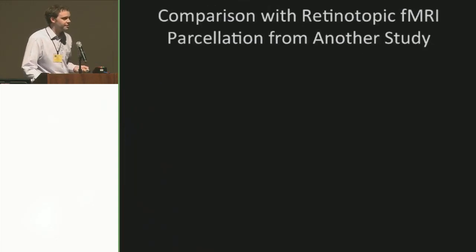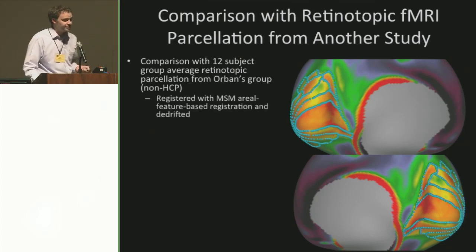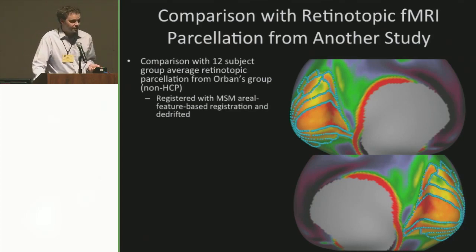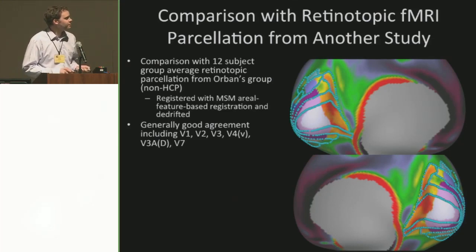So how does this compare with more typical methods for finding retinotopy, basically a retinotopic task? Well, we'll use our data we already looked at, the Orban's 12-subject group average retinotopic parcellation, and we'll compare it with these resting state defined boundaries. So both data sets were registered, again, with MSMRetinotopicAreas feature-based registration and de-drifted, so we should expect very good agreement between the boundaries. Indeed, we see very good agreement between V1 to V2, V3, V3A, V7, and V4, really along the paracentral region.